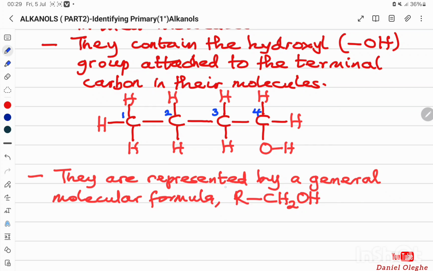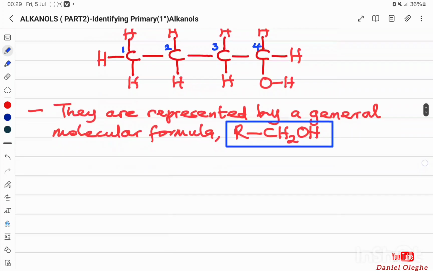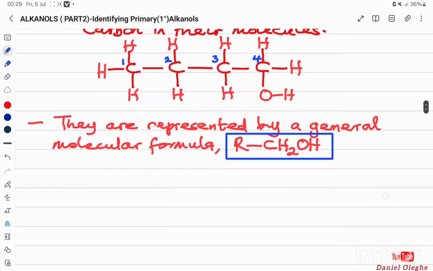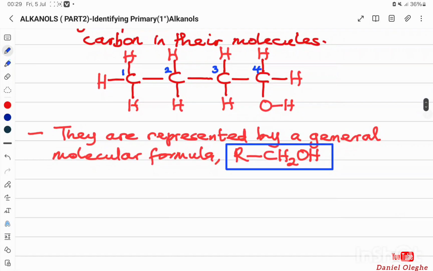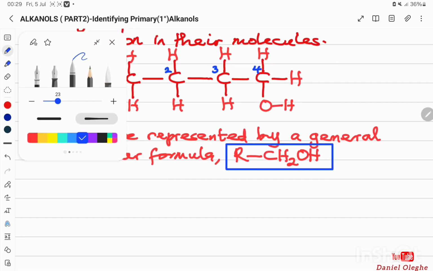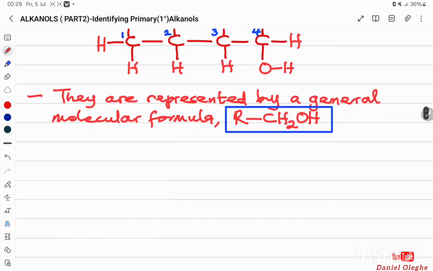So when you see in a molecular structure of an alkanol showing this CH2OH, and it has either an alkyl group or a hydrogen atom attached to the hydroxy carbon in that CH2OH, that means the molecule represents a primary alkanol. Let me try to illustrate that for you to see what I mean by this general formula.